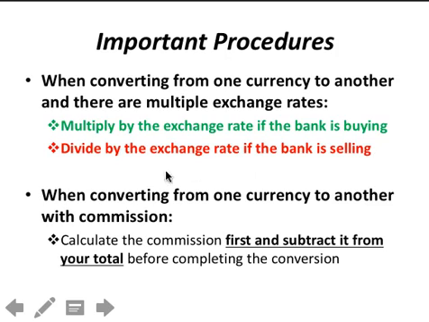The second piece of information that's really important is that when you're converting from one currency to another with commission, the first thing you have to do is factor in the commission. So you have to calculate the commission first and subtract it from your total amount of money before you actually complete the conversion. So you're basically figuring out how much you owe for the actual procedure to happen before you actually complete the procedure.